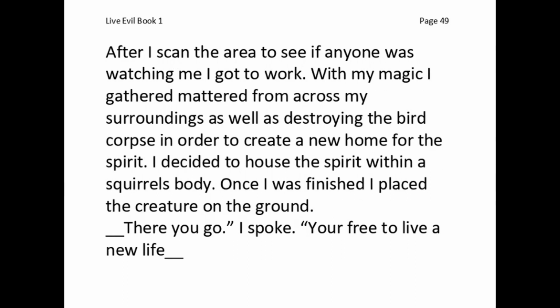After I scanned the area to see if anyone was watching me, I got to work. With my magic, I gathered matter from across my surroundings, as well as destroying the bird corpse in order to create a new home for the spirit. I decided to house the spirit within a squirrel's body. Once I was finished, I placed the creature on the ground. "There you go," I spoke. "You're free to live a new life."